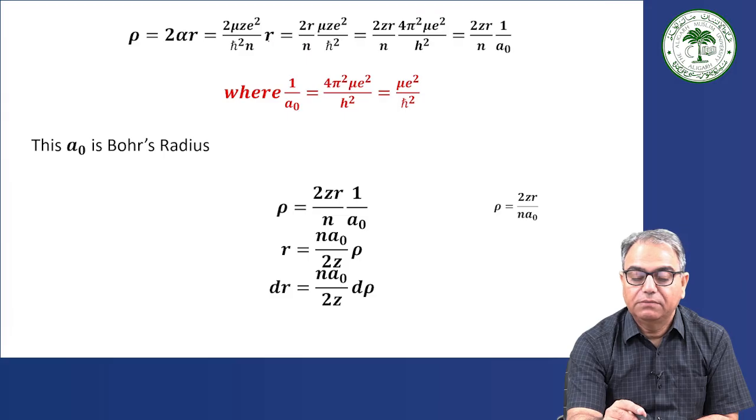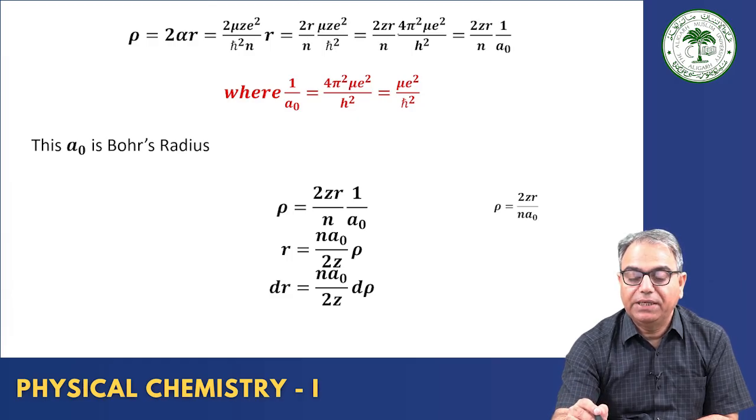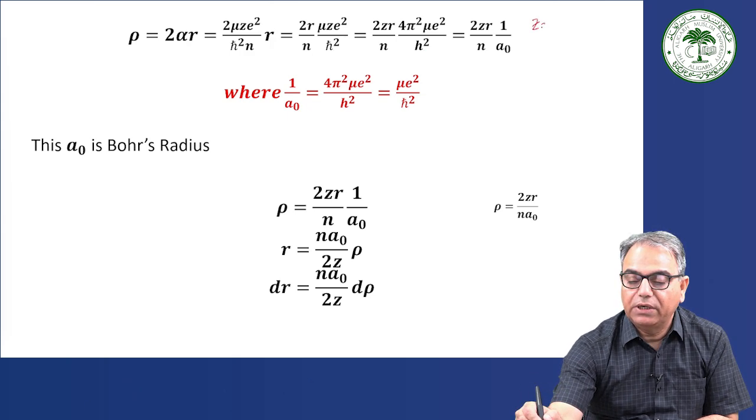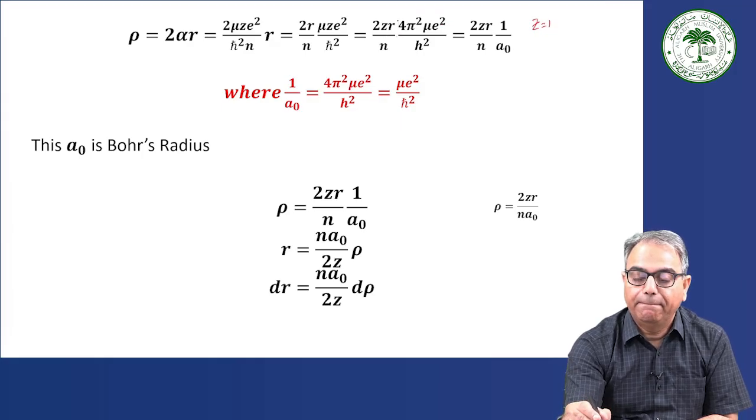Then again you can write 2r divided by n, then μZe² divided by ħ². So, you can write 2Zr divided by n times 4π²μe² divided by h². So, I have converted ħ² into h² divided by 4π². So, you can write it like this one. Z is always 1 because we are talking about the hydrogen atom. Okay. So, we can write 2Zr by n, and this expression 4π²μe² by h² is the expression for, do you remember what this is?